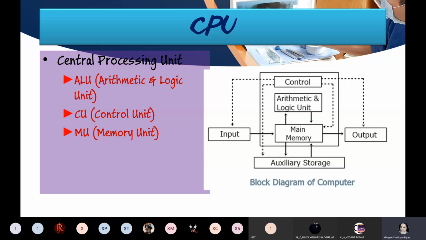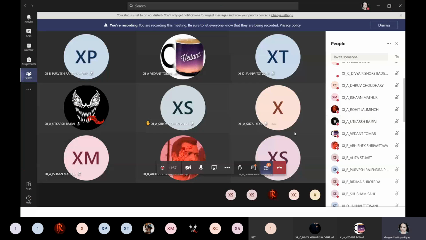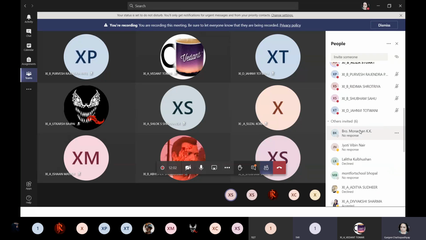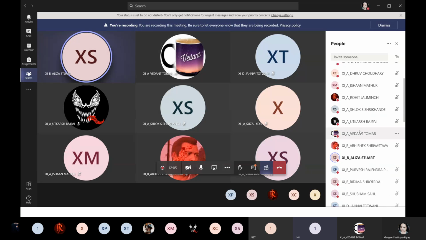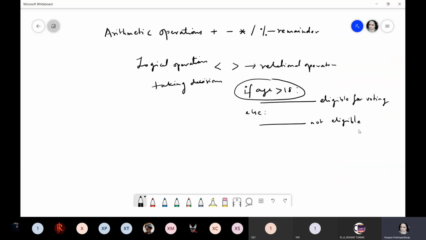Next is CU, that is control unit. What is the task of a control unit? Raise your hands. Control the flow and manipulate the instruction and data. Yes, very good. Control the flow of execution. Control unit controls the flow of execution of statements in a program, and it also controls data, where data has to be saved, from where data has to be extracted.